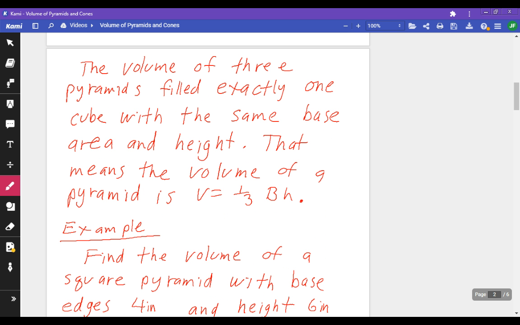Okay, so what you may have noticed is that the volume of three pyramids filled exactly one cube with the same base area and the same height. So if you think about that, that's going to mean that the volume of a pyramid is exactly one third of the area of the base of that pyramid times the height.